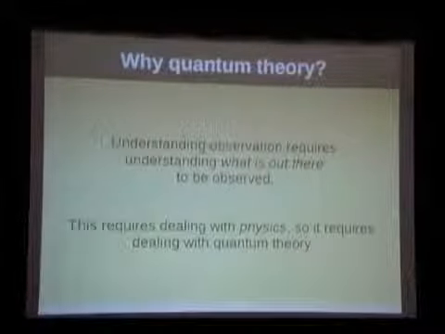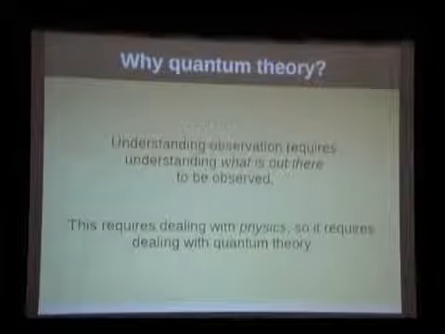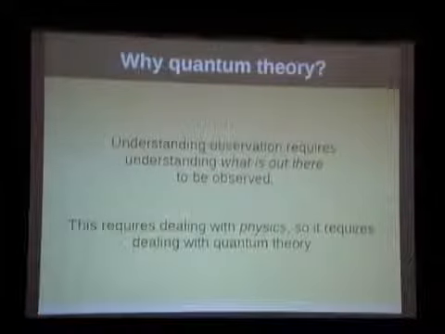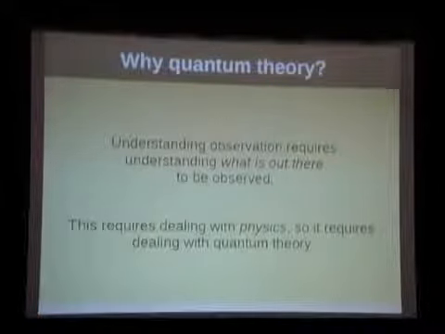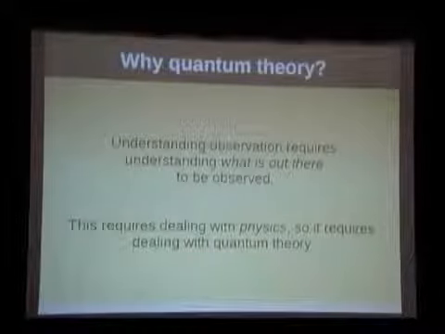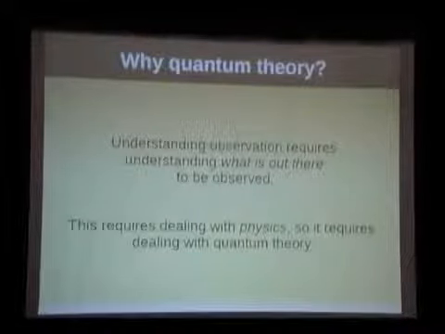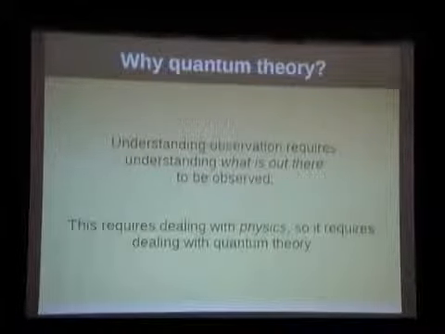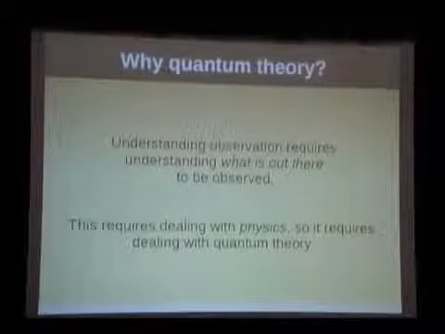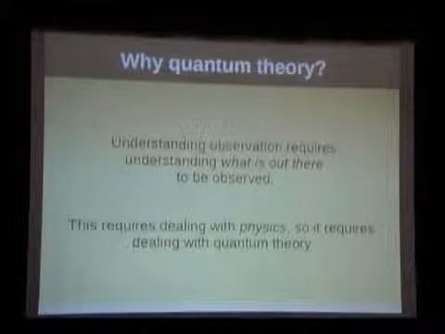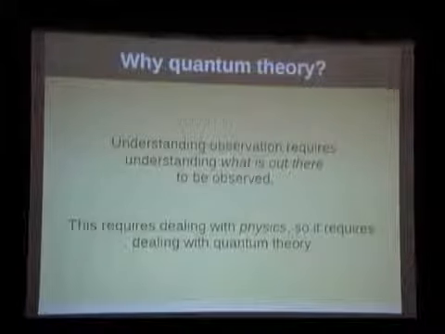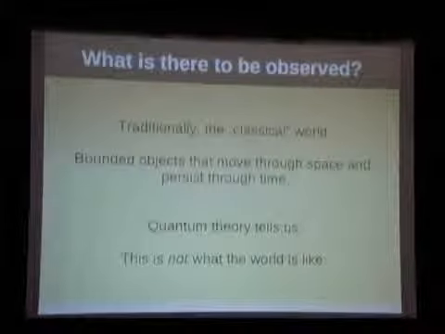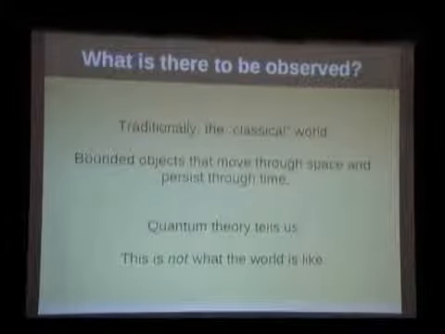So why quantum theory? We've had lots of motivations for talking about quantum theory. And my motivation is also fairly simple. If we want to understand observation, we have to understand what's out there. So if we think of observation as some sort of interaction between us and the world, we're not going to be able to say anything at all about observation unless we can say something about the world. So talking about the world means considering physics, and that means considering quantum theory. So that's why we're talking about quantum theory, just because we want to understand what's going on in the world. So the question is, what is to be observed?